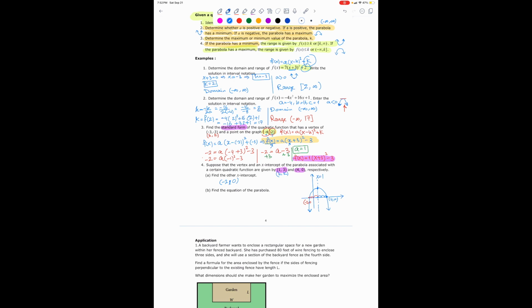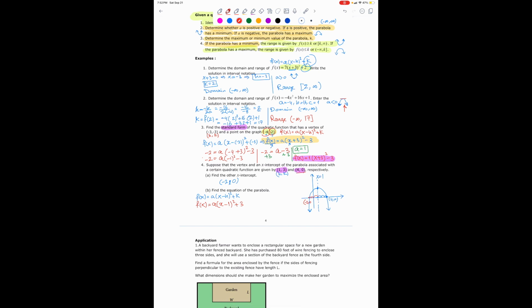Find the equation of the parabola. We have the vertex, so we're going to plug it into the standard form. So f of x equals a times (x minus h) all squared plus k. We will plug in the h and k first. So f of x is equal to a, we don't know what that is, times (x minus 1) all squared plus 3.